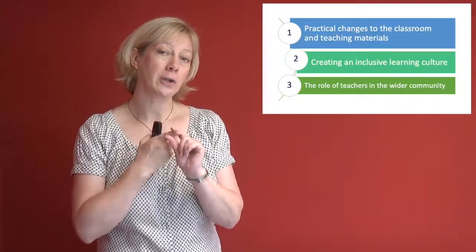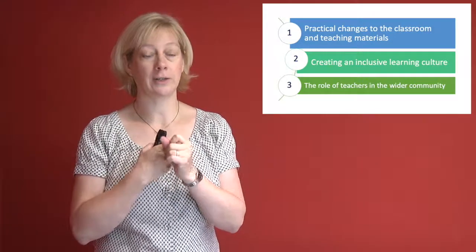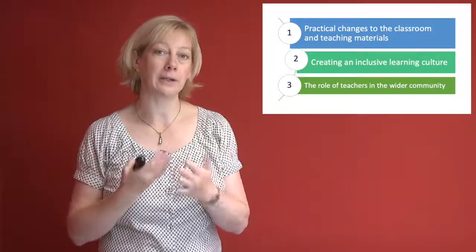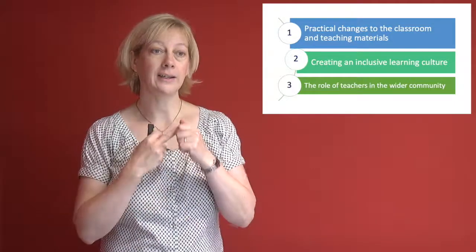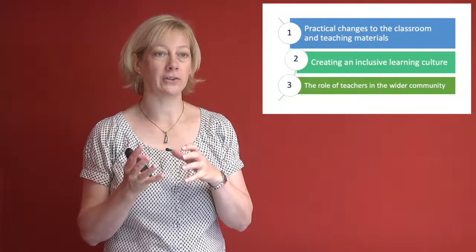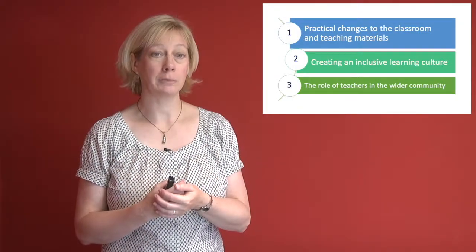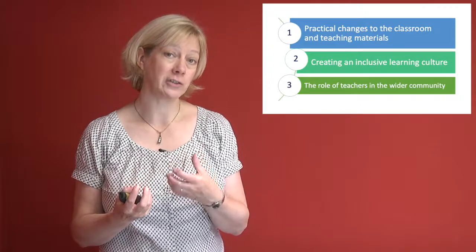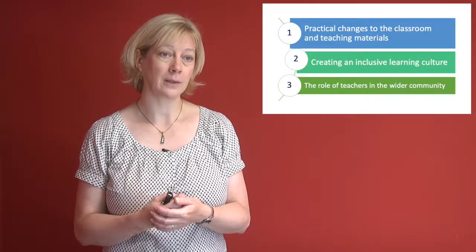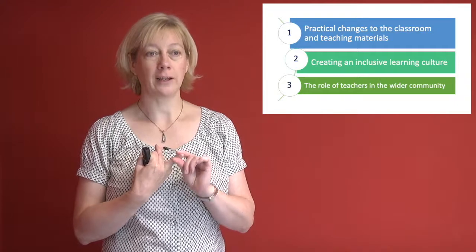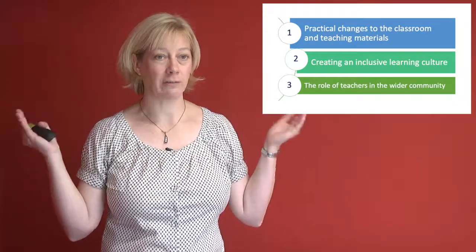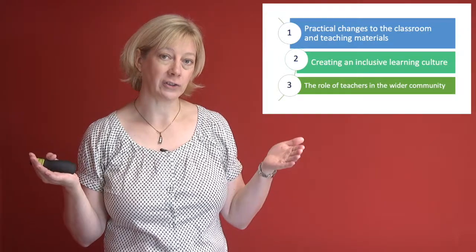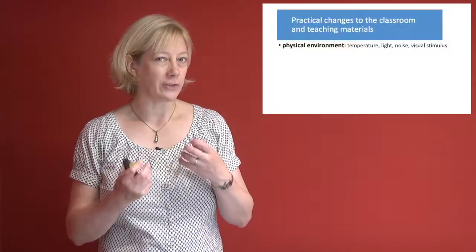So I'm going to divide the talk into three main sections. First, we're going to consider some practical things that we can do in the classroom, looking at the physical environment and the classroom materials. Secondly, I'll suggest some subtle ways that teachers can influence the culture of the classroom and help students themselves to make changes to the way that they work independently. And then thirdly, I'll say something briefly about the wider educational environment in which we're working and the role of teachers in developing a more inclusive education system. So let's start with what teachers can do practically.